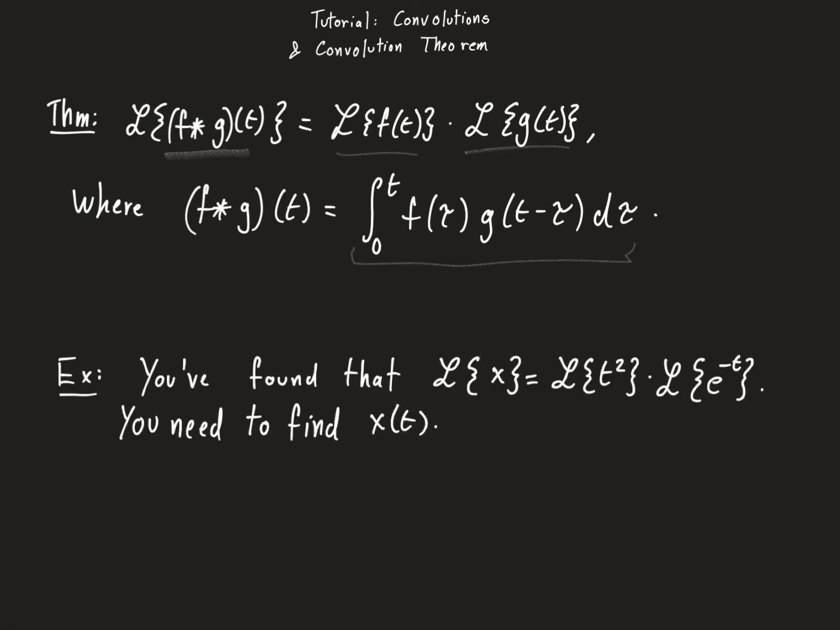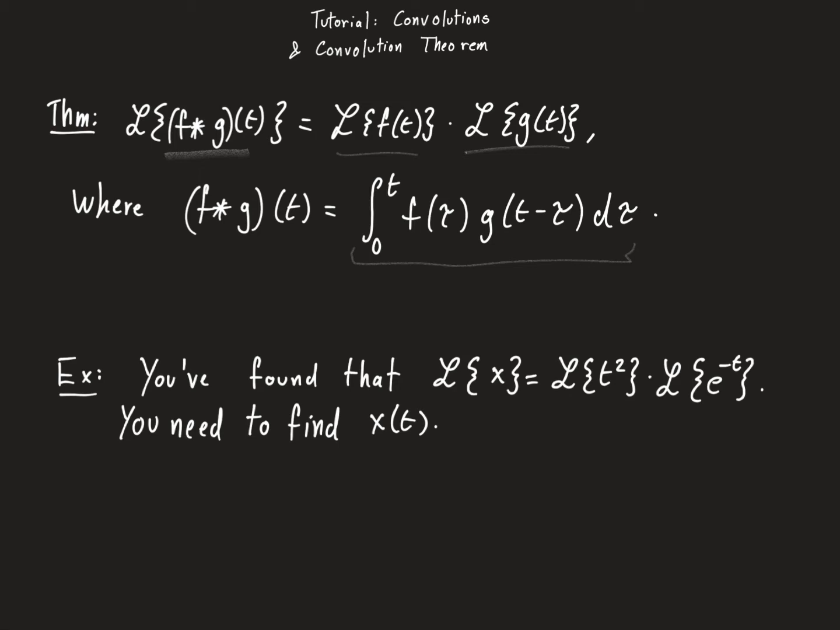Alright, so here is the slightly simplified problem that I want to go over. Let's say that I have given you an initial value problem, and you have taken the Laplace transform of both sides, you've worked through it, and you've solved for the Laplace transform of x. So you've gotten to this point. You have found that the Laplace transform of the function x that you're looking for is equal to the Laplace transform of t squared times the Laplace transform of e to the negative t.